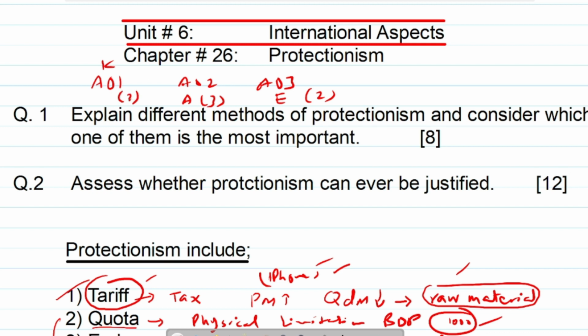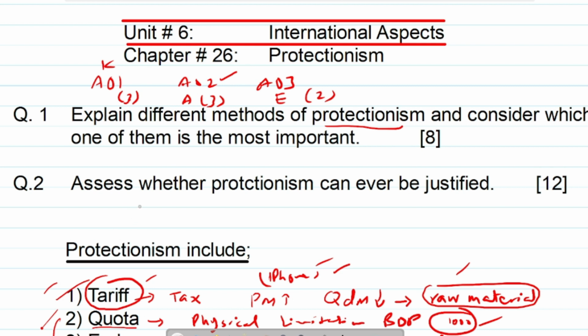3 marks for knowledge. What will you write for the knowledge point? First of all, you will define what protectionism is. You will have to identify different methods that I have listed here: tariff, quota, embargo. And then you can define those, like tariff, quota and embargo, and then you can analyze them, how a tariff can be used to correct deficit balance of payment, or can be used to protect local young industry from international competition, how it is important for the local industry.